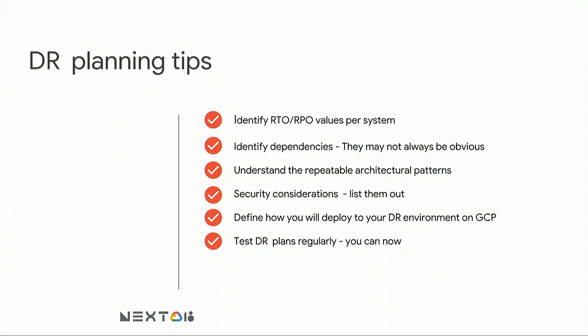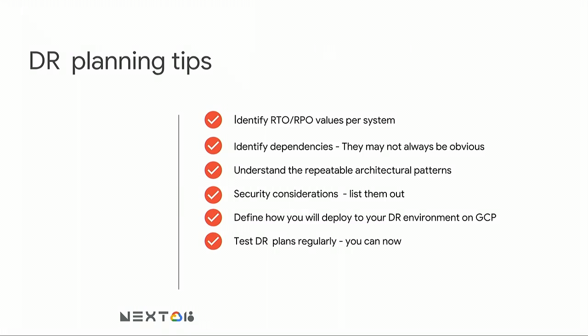So just to wrap up, a few tips for when you're doing DR. Identify your RTO values per system and within the system. Identify your dependencies. They may not always be obvious. Understand the repeatable architectural patterns. Like when I talked about tiered storage, think about how you can apply them. I find it helps to list out the security considerations, permissions, as well as the controls you need to apply.